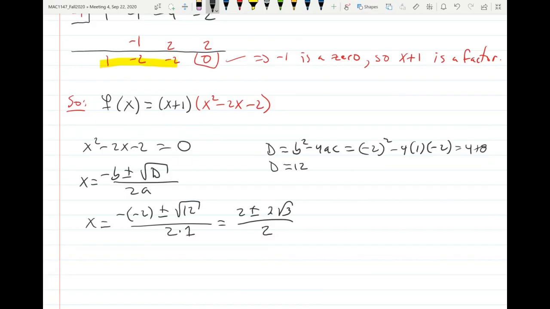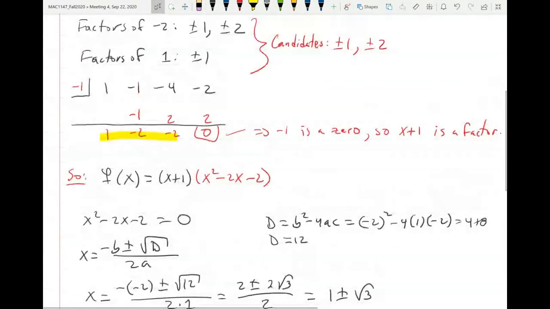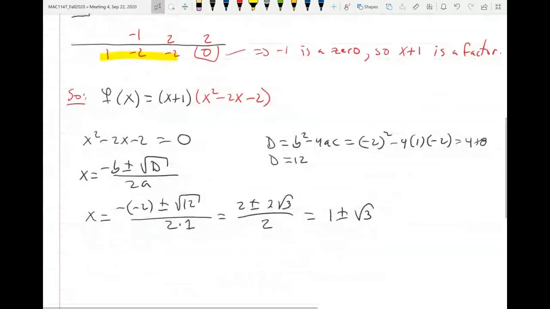And we can simplify all of these by 2. So you get 1 plus or minus square root of 3. You can factor out 2 on top and cancel with the 2 in the bottom. Okay? So we found the other 2 zeros. And as we know, because the degree is 3, that's it. We are expecting 3 zeros.